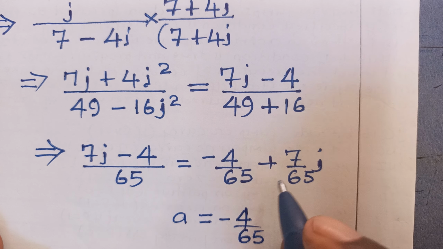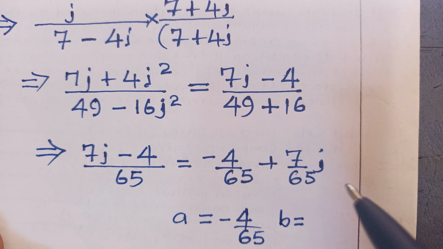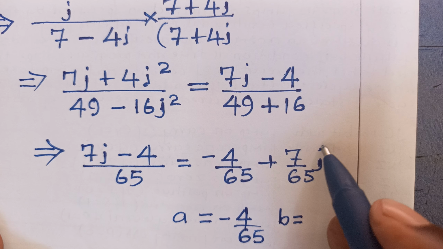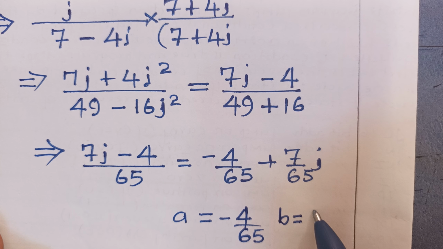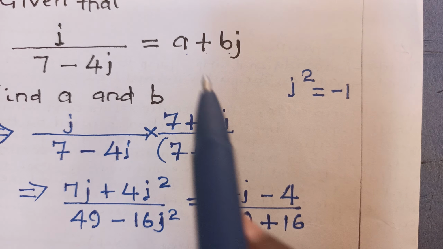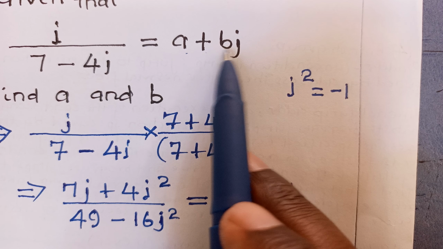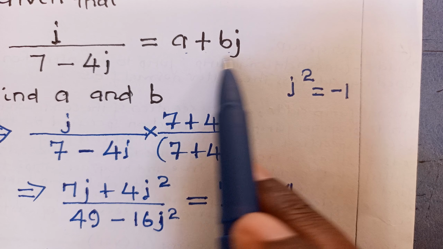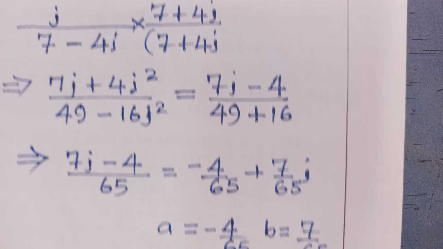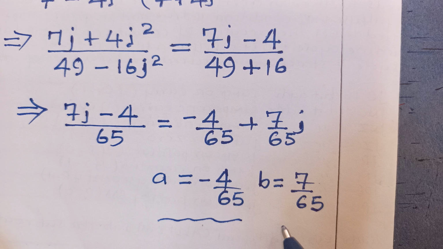And the imaginary part, which is b, is now going to be, since we don't have to put j, 7 over 65. Because remember that here we have bj, so j is already known. So what we are putting is the real part of the imaginary part, and that is 7 over 65. And so, guys, these are our solutions.